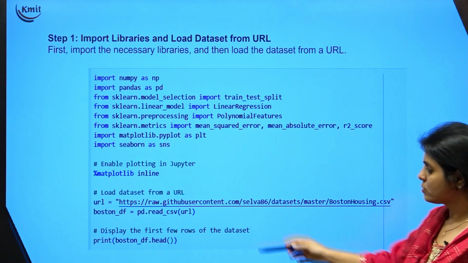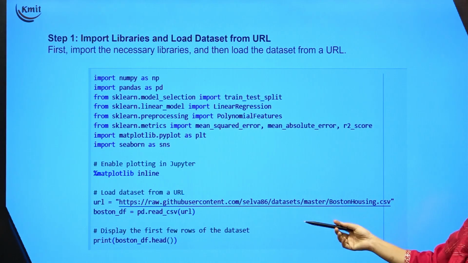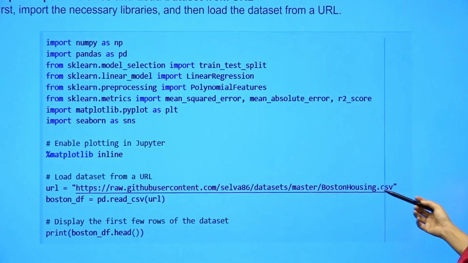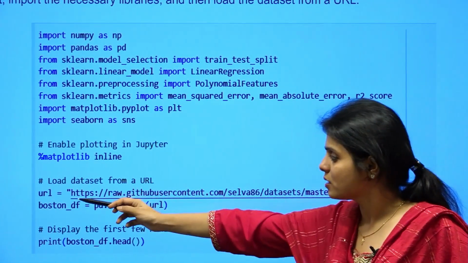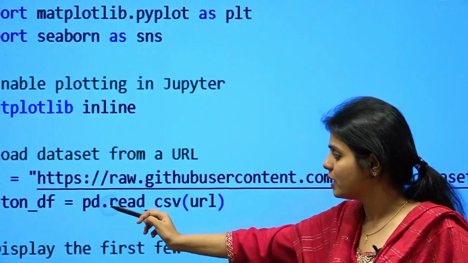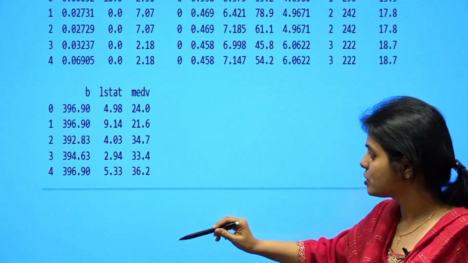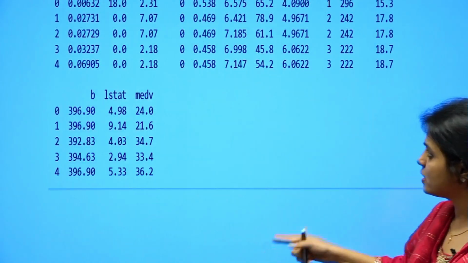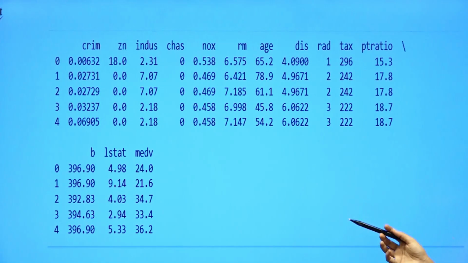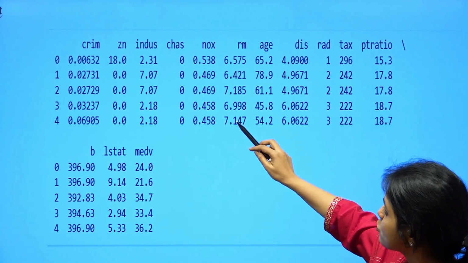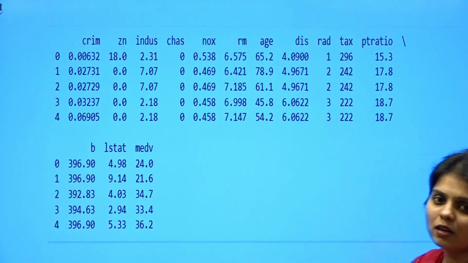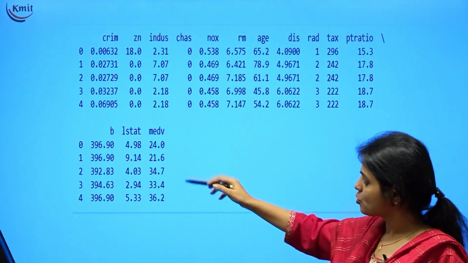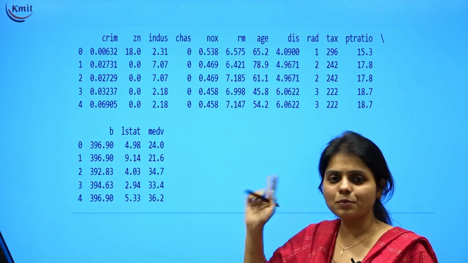The same dataset that we used in the last session, I'm using the same thing from GitHub. From the Selva86 account, I am importing the Boston housing dataset. I am reading that URL with pd.read_csv, and then I want to display the first few rows of the dataset. We have different parameters, and in the last session we took RM as the input variable and MEDV, the median house price, as the output variable. In today's session the output variable remains the same, but the input variable changes.